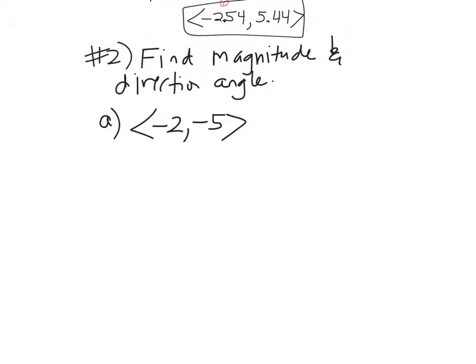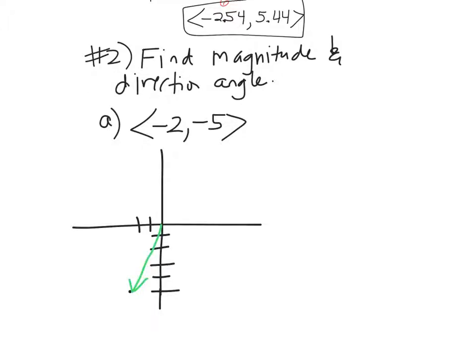So we want to find its magnitude, which you already know how to do. You did that last night in your homework. And now we're going to find its directional angle. So let's talk about what we're finding here. We have this vector that's over here at negative 2, negative 5. Here's my vector. And I need to find the length of that vector and its directional angle.